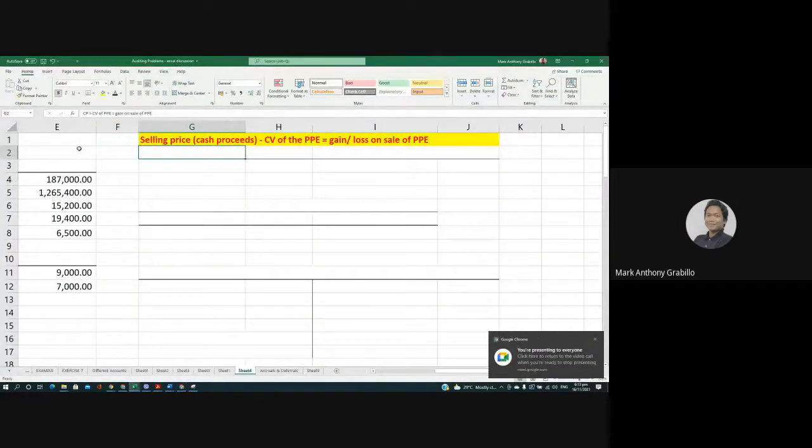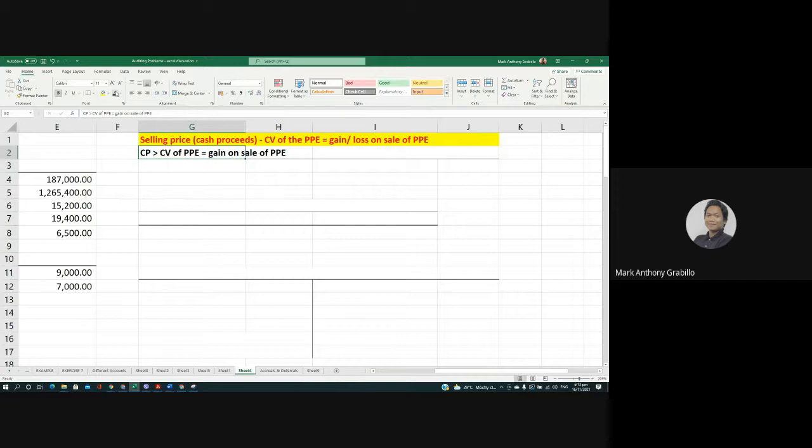So there is a gain on sale of property, plant, and equipment kapag yung selling price or cash proceeds is greater than the carrying value, book value, or carrying amount of the property, plant, and equipment. So meron po doong gain. That will result to gain. How about kapag loss? Ano naman po ang mapapansin natin kapag may loss on sale? So how do we say so if there is a loss on sale?